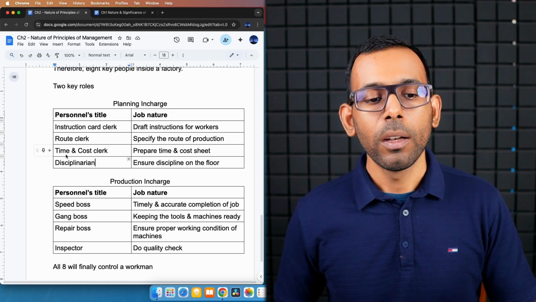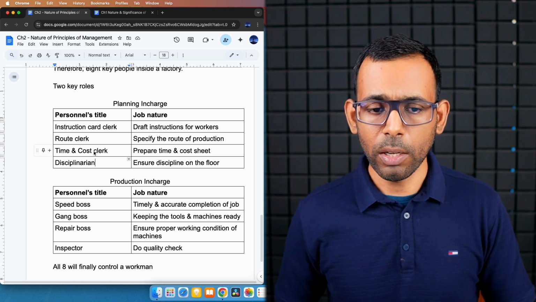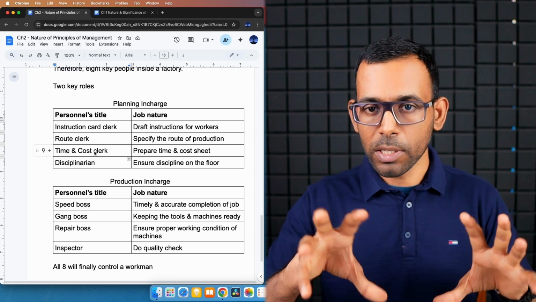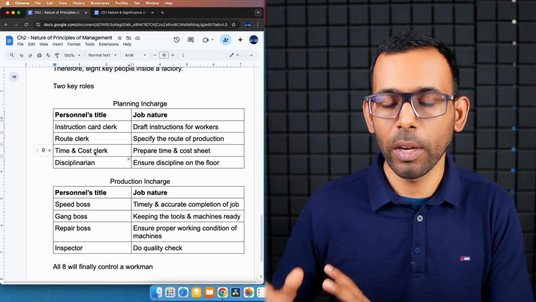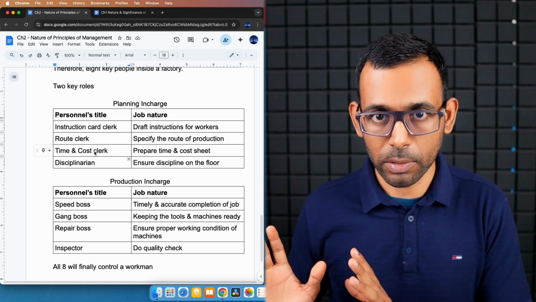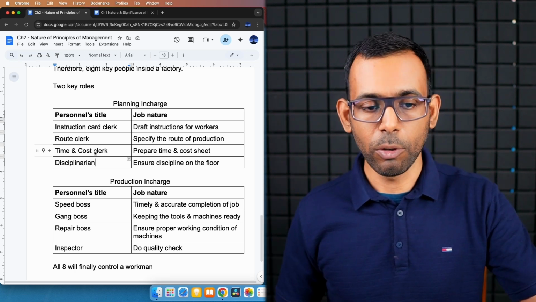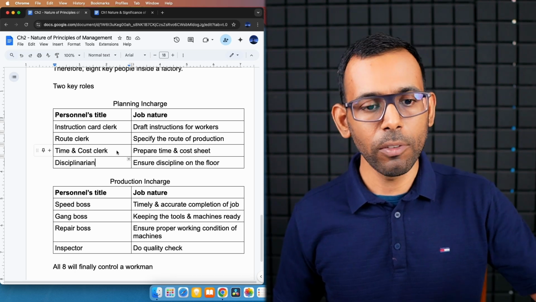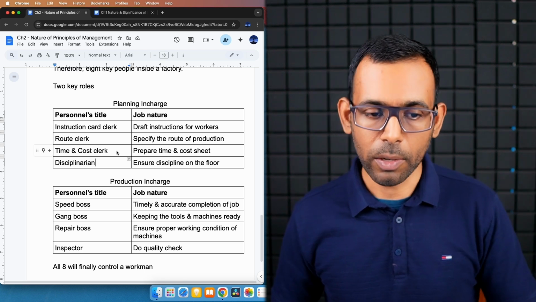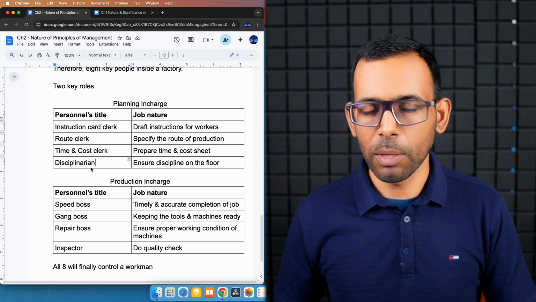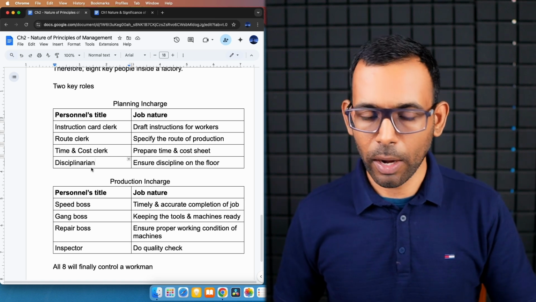See, time and cost clerk will not impose on people. He will just simply note down like a scorer in a cricket match. He will just simply note down things. So that's what time and cost clerk will do. He will note down things and at the end of the day, he will pass on the data to his superiors. But speed boss and disciplinarian, their roles kind of overlap each other.